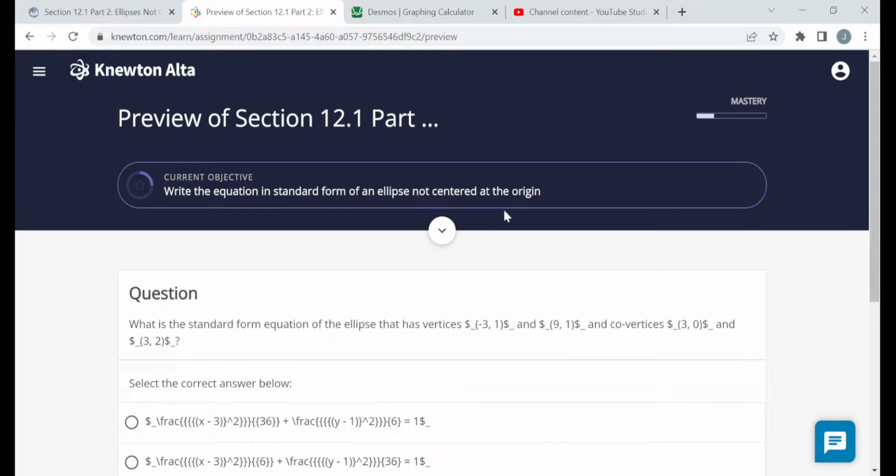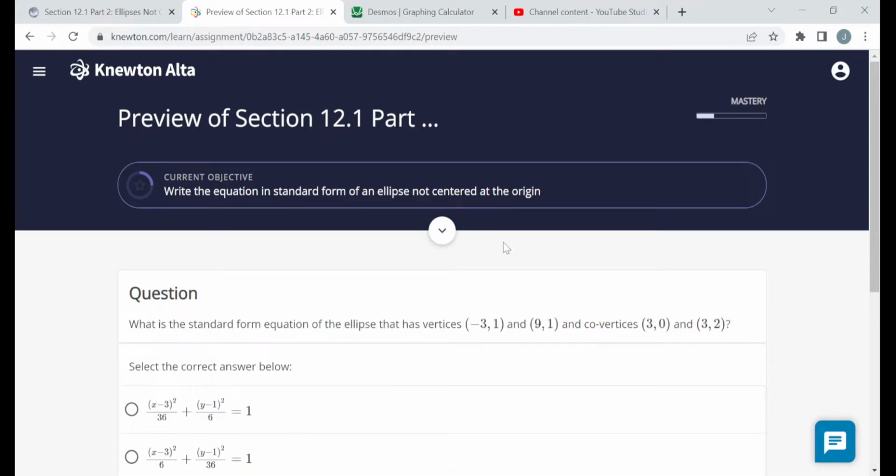Alright, so back to this where we're given some information. Now here we're given the vertices and co-vertices. So again, I'll write this information out now. So we don't need to use that whole c squared equals a squared minus b squared, because we'll know a and b from the vertices and co-vertices. We'll know those right away.